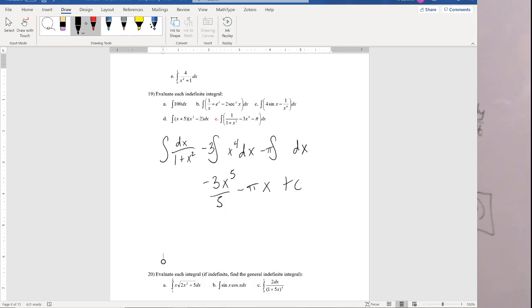The only one that's tricky is this 1 plus x squared. And if I remember correctly off the top of my head, I want to say that's inverse tangent. And that's probably the only reason that you were confused on the problem, because you didn't have that little cheat sheet in front of you to remind you of that fact.